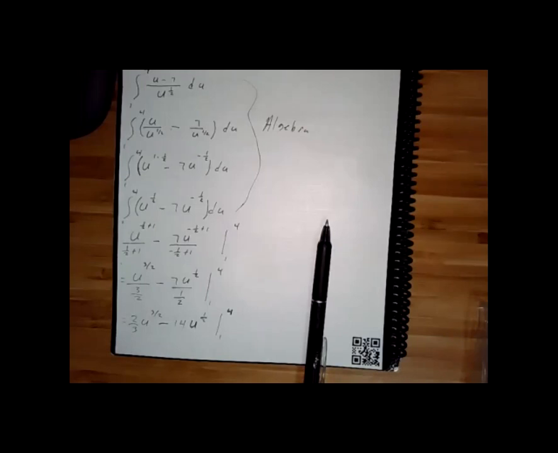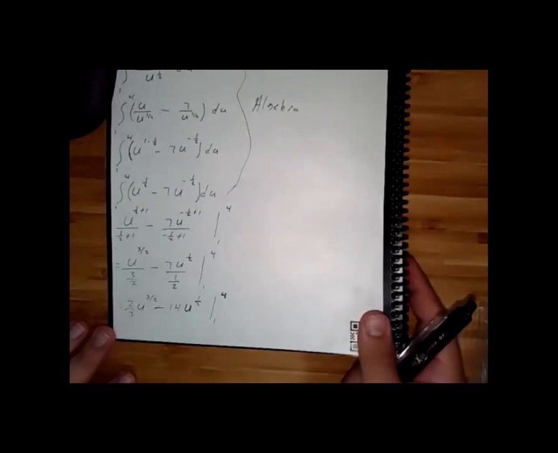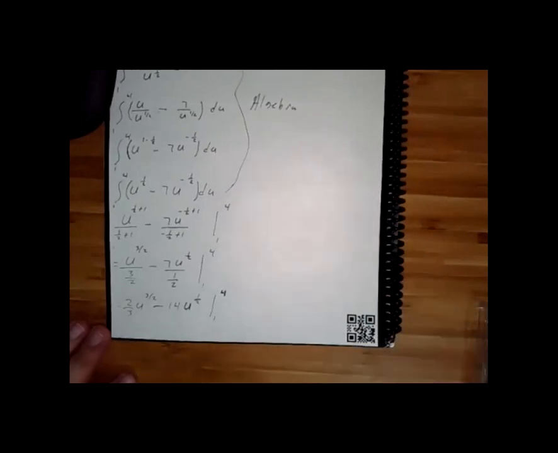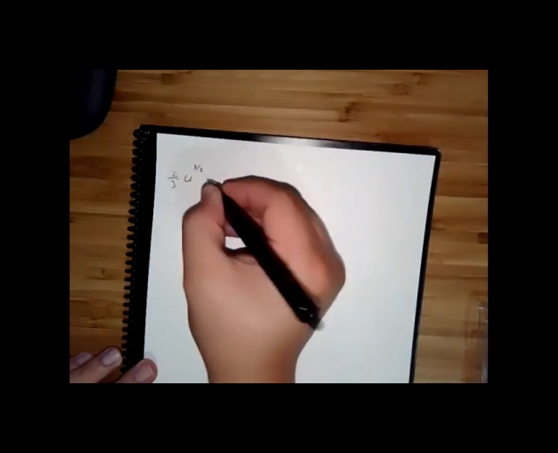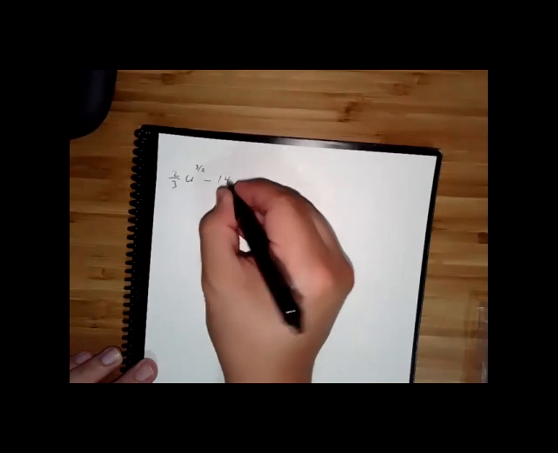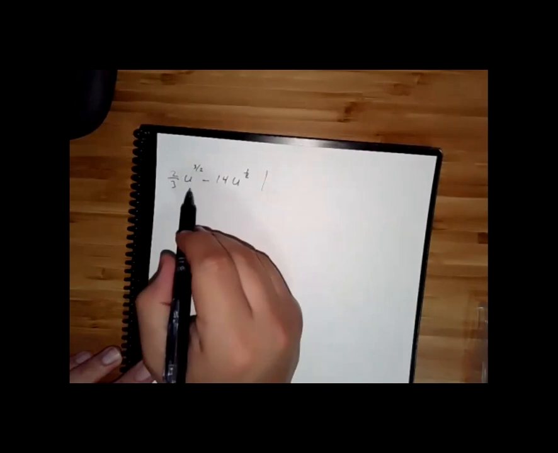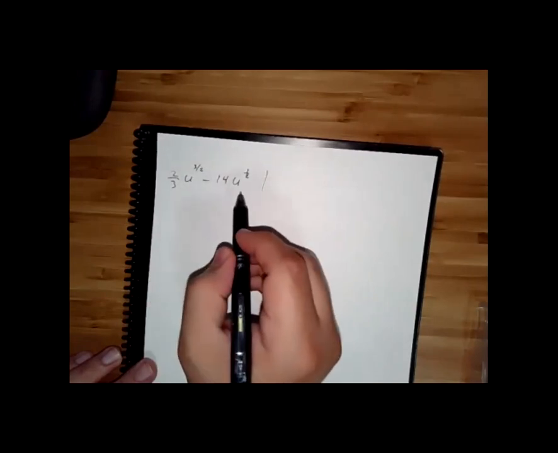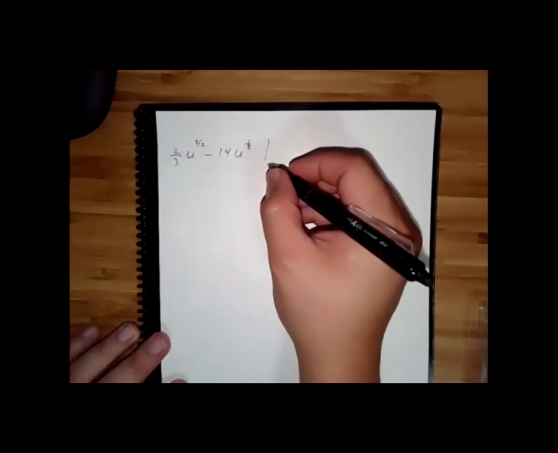Okay. So you guys okay so far on this problem? Yep. Plug in the numbers and see what we get. Is there a question? Nope. Is this what it was? 2/3 u to the 3/2 minus 14 u to the half, from 1 to 4. Yes. Right, 1 to 4.